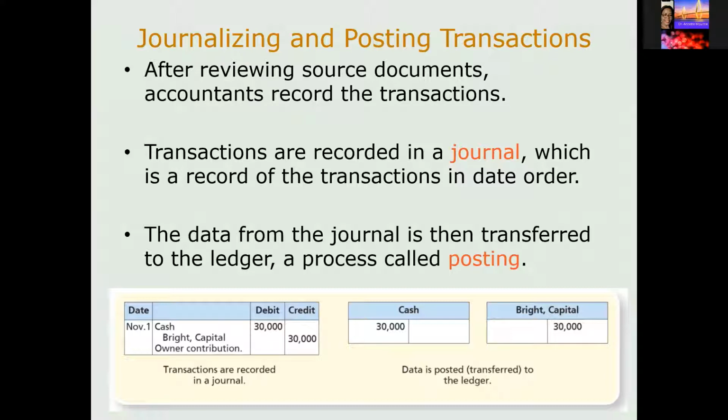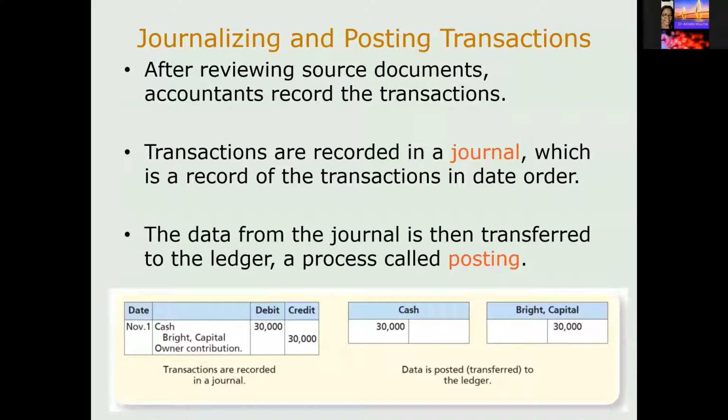Here you see in this example, transactions are recorded in a journal. You have a debit to cash of $30,000 and a credit to Bright Capital, Owner Contribution. So this data is posted or transferred to the ledger. Cash is debited for $30,000 and Bright Capital is credited for $30,000.